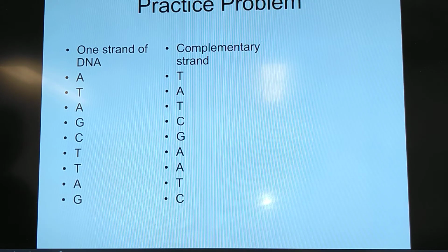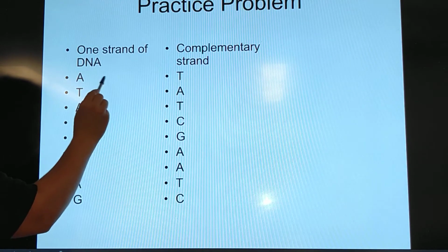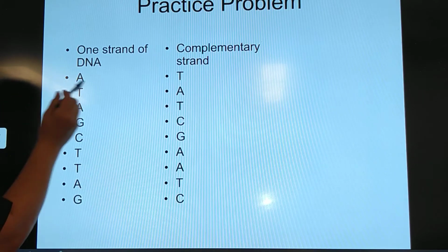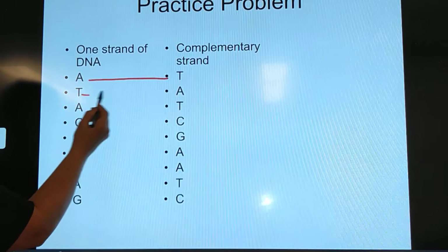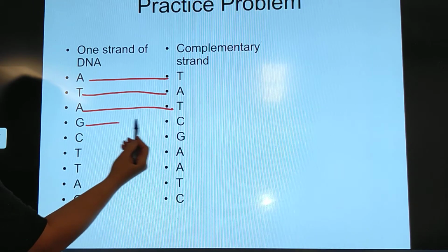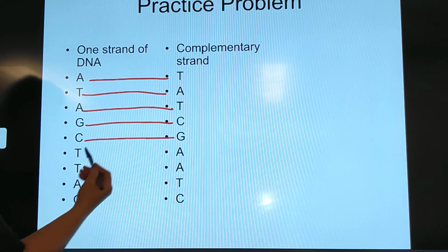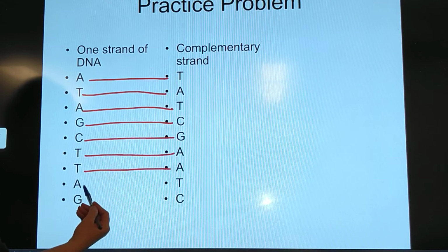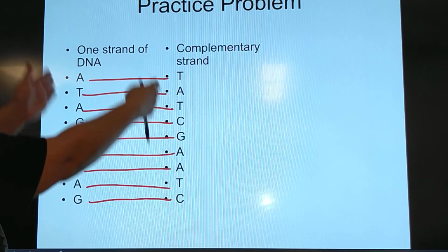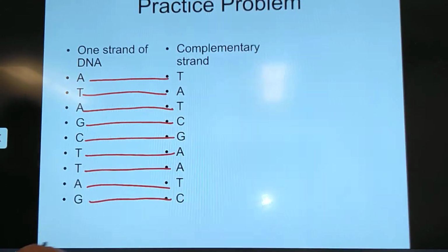Practice problems. If we have one strand of DNA, if we have an A, then it's going to stick to the T. A is going to stick to the T. A T is going to stick to an A. A is going to stick to a T. Okay. G to C, C to G, T to A, T to A, A to T, and G to C. And that would be our bases. This would be the middle of the DNA molecule held together by a hydrogen bond.